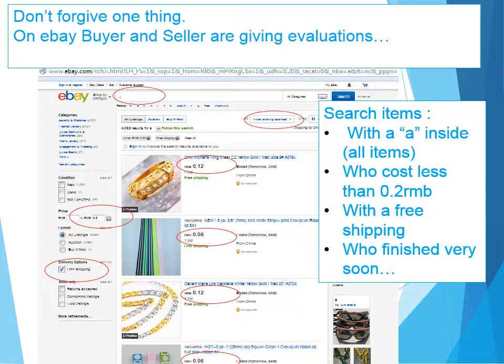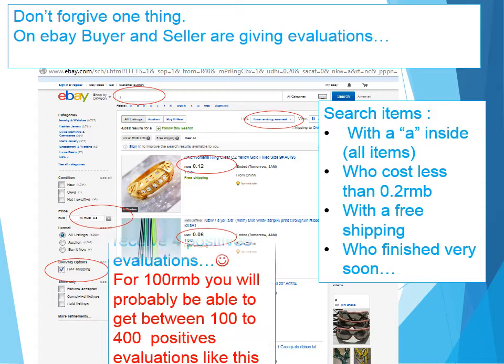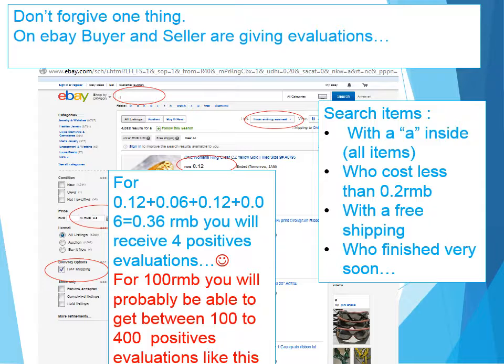So here, for example, that's the search criteria. You are looking at everything with the letter A inside, so all items have A inside, that cost less than 0.2 RMB with free shipping and that are finishing soon. And like this, you can see that for just 0.36 RMB, you can buy 4 positive evaluations. You can buy 4 products.